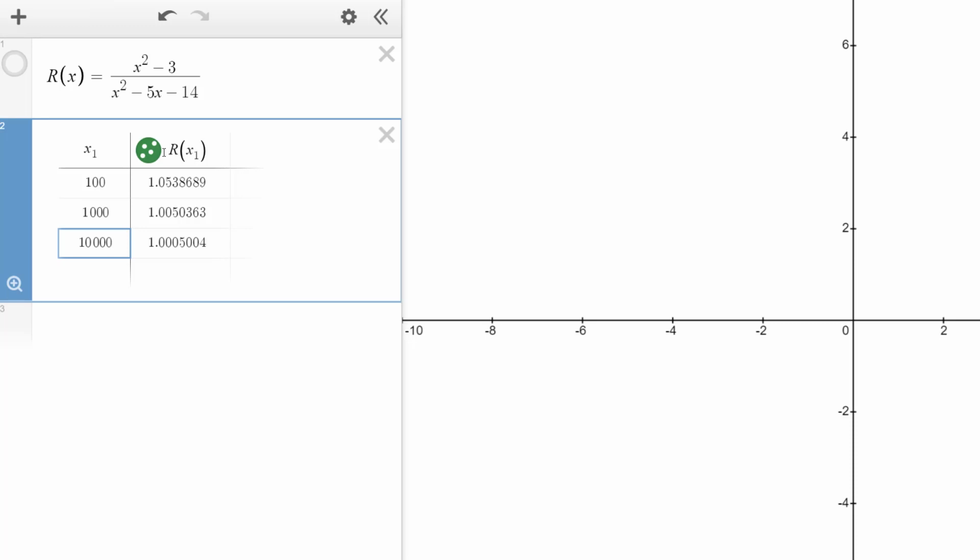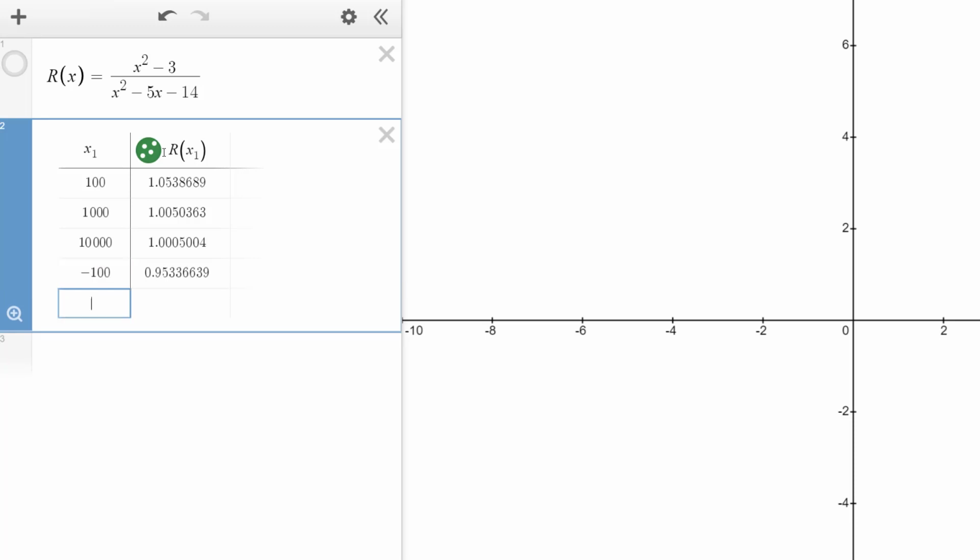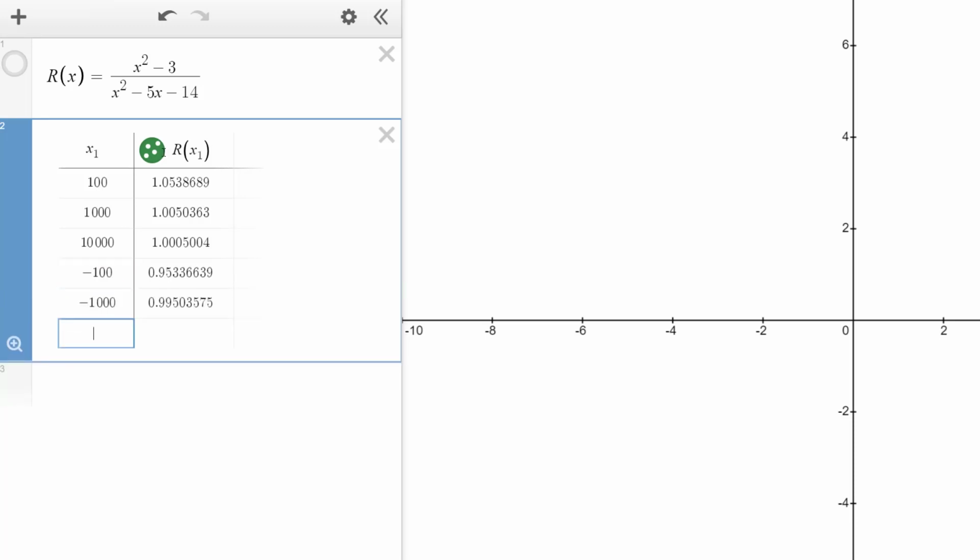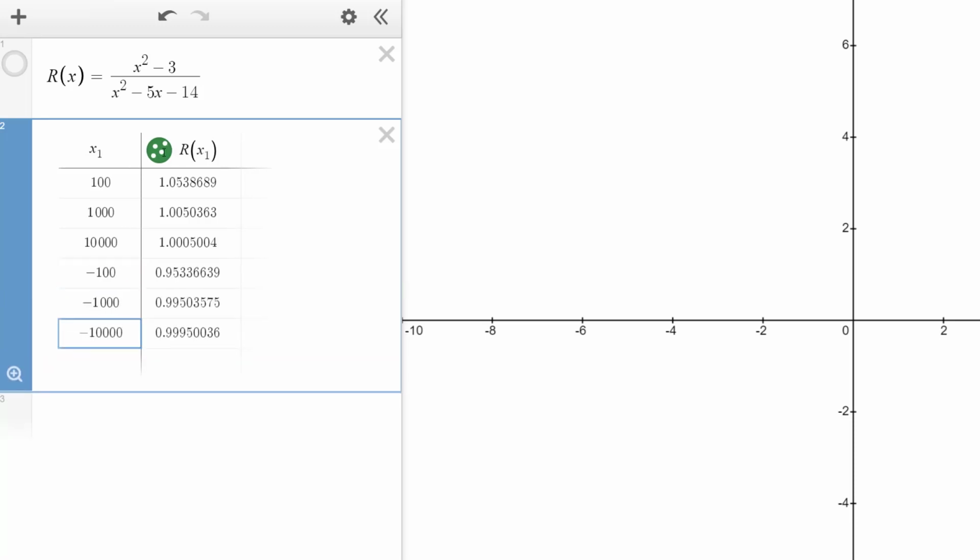It looks as though as x goes to positive infinity, the y values are approaching 1. You could do the same thing in the negative direction. So -100, -1,000, -10,000, and you can go even larger if you want. But you see, the y values seem to be approaching 1 in both cases.